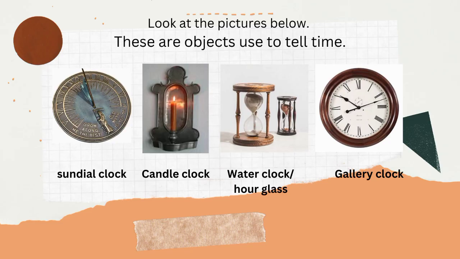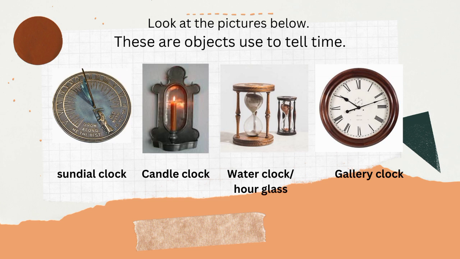Okay, so take a look at the following pictures below. This is an object used to tell time. Are you familiar with all these pictures of clocks? So yung first one is the sundial clock. Kaya siya tinawag na sundial clock kasi itatapat mo lang siya sa sikat ng araw. Then, yung shadow niya, yun yung magdi-determine kung anong oras na.